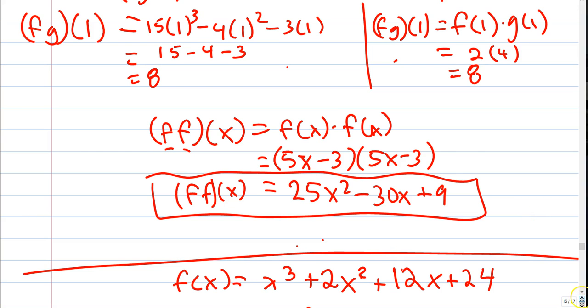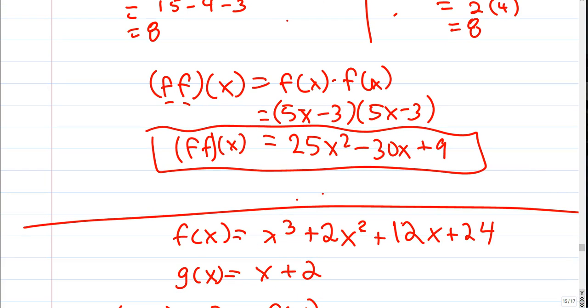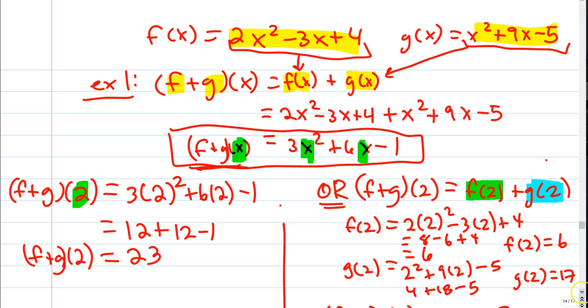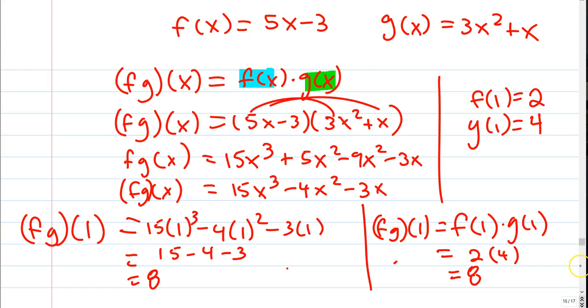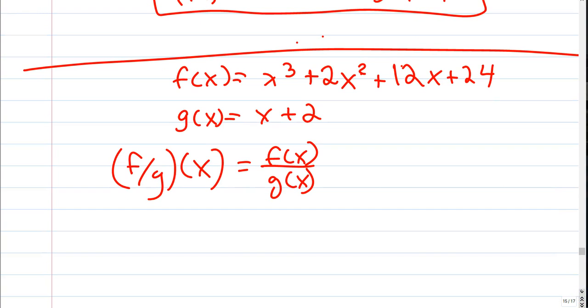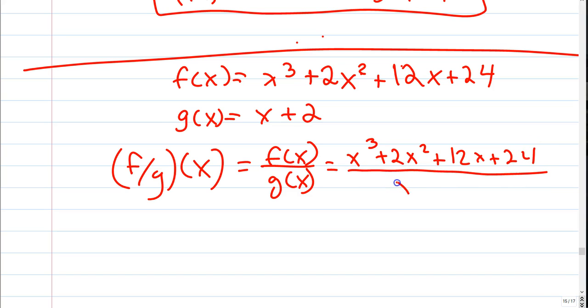We can add, we can subtract, we can multiply, we can divide. F over g of x, sorry about that, f over g of x is f of x over g of x. What is f of x? X cubed plus 2x squared plus 12x plus 24, all over x plus 2. All done? Probably not. You should check and see if this factors. See, check that. That has 4 terms.